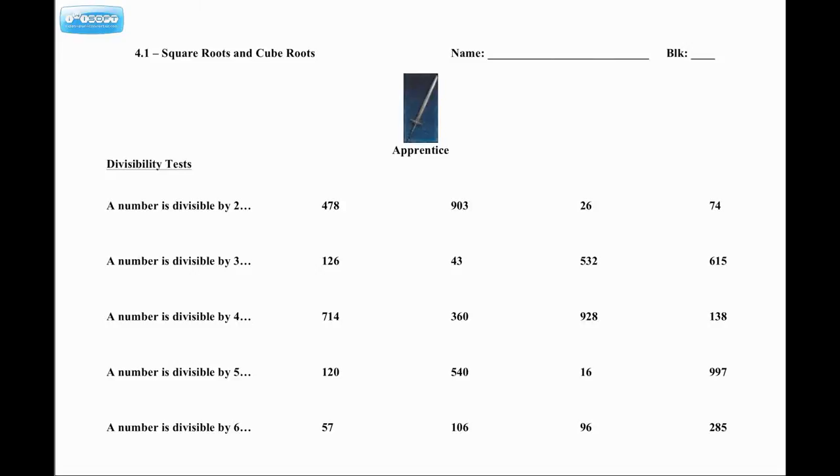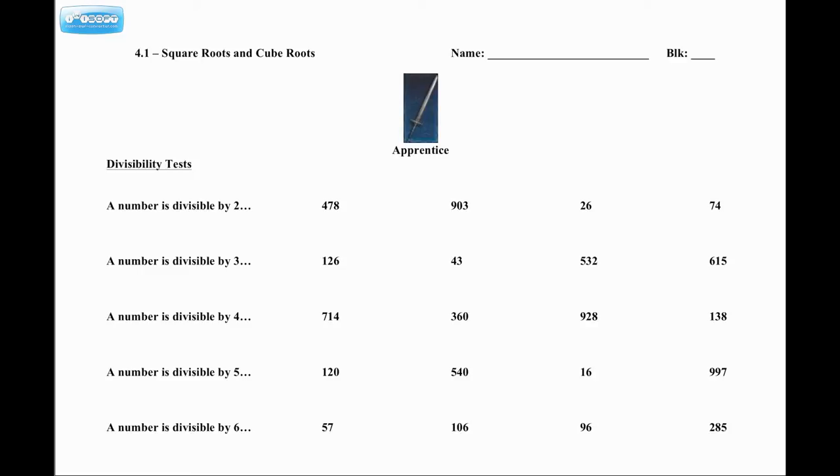Chapter 4, Section 1, Apprentice. This chapter is called Square Roots and Cube Roots. However, in this video, we're going to look at something called divisibility tests. That is, when you look at a number, just by staring at it, you want to determine whether it is divisible by some other number without actually having to do the division yourself. Some of these you would have definitely seen before, so some of this should be review.